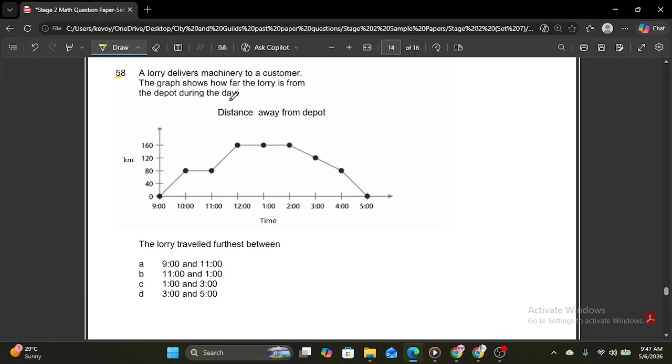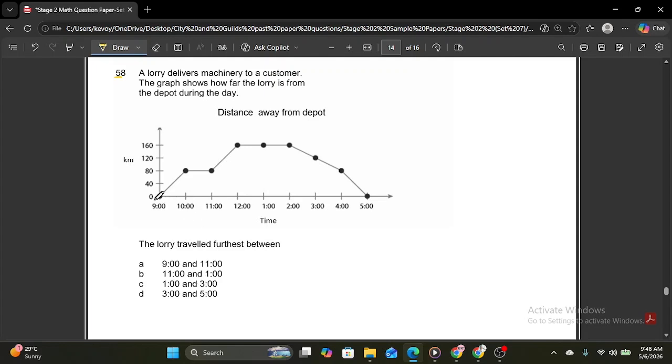A distance away from the depot during the day. So the question asks us to find when the lorry traveled the farthest between. 4 options are given right there for times. So from 9 a.m. to 11 a.m., what's the distance right here? We're trying to find the furthest distance between all 4 time periods.